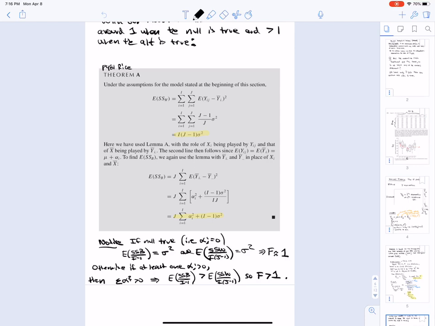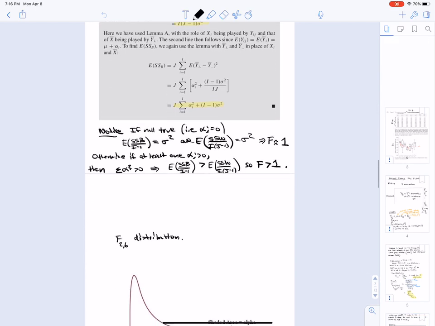If the null is not true, then at least one of the alpha i's is positive, is not 0. So what that tells us is that the expectation of SSB over I minus 1 will be greater than the expectation of SSW over I times j minus 1, so F will be greater than 1. So this gives us our strategy.